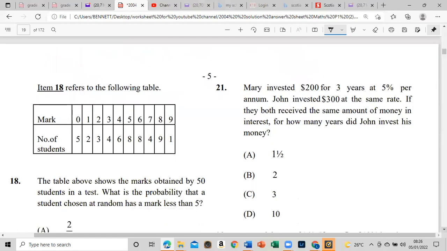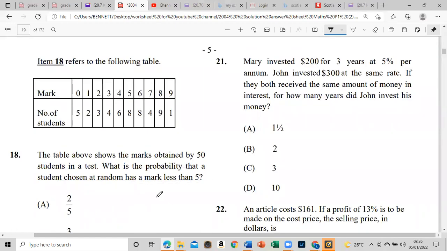So I cheated. All right, number 18. The table above shows the marks obtained by 50 students in a test versus the probability that a student chosen at random has a mark less than 5. But it's carefully less than 5. So the mark, we've got the fine mark. So all of these are greater than 5, right? Greater than or equal to 5, so less than this side.